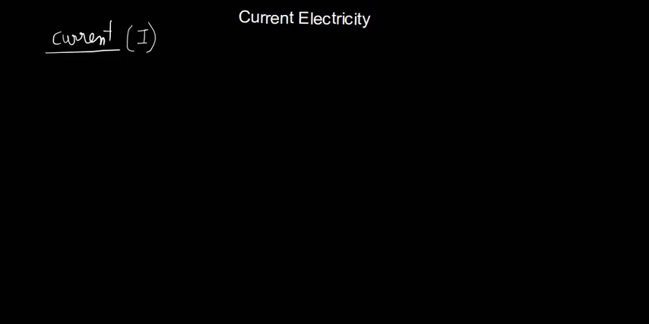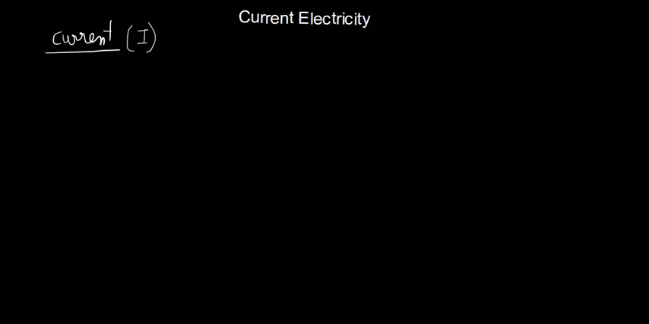Hello students, today we will start our second unit, that is current electricity or electric current. Electric current is denoted with the symbol I. The rate of flow of charge is called current.